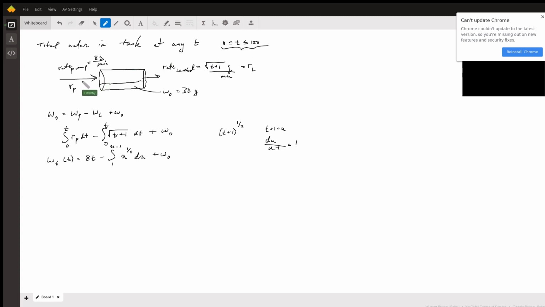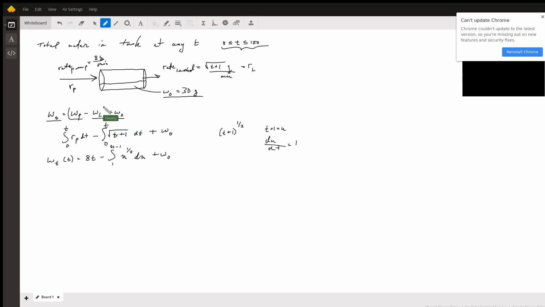All right, so we have a tank and the water's being pumped in at 8 gallons per minute. We start with some initial amount of water in the tank, which is 30 gallons, and it's being leaked at a rate, which I'll call R_L, of root t plus 1. So the total amount of water at any time is going to be equal to the water pumped in minus the water lost plus the initial amount.